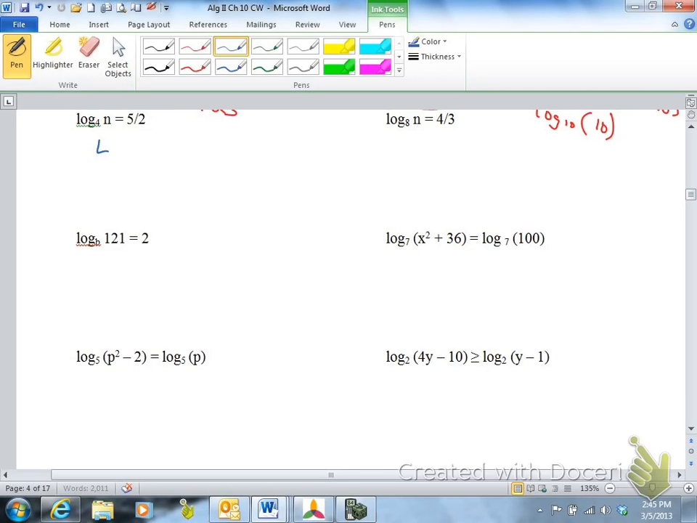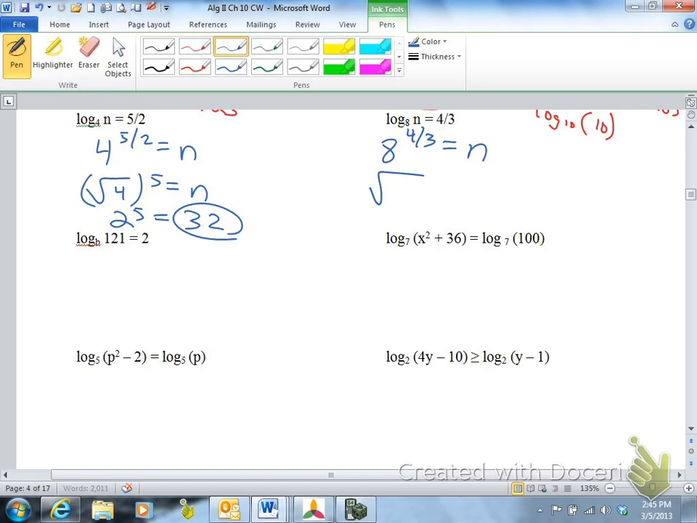So on this one, you'd write 4 to the 5 halves equals n, which should be the square root of 4 to the 5th, which is 2 to the 5th, and that's 32 is the answer you should get for that. The next one, you have 8 to the 4/3 equals n. That would be the cube root of 8 to the 4th equals n, which is 2 to the 4th equals n. So n is 16, and neither of those are extraneous.